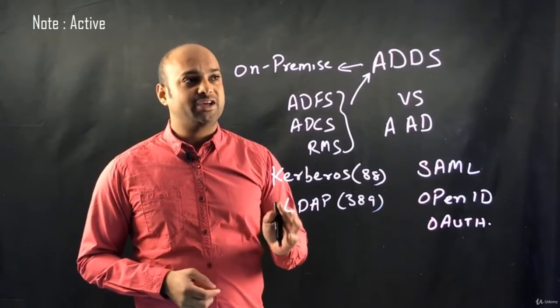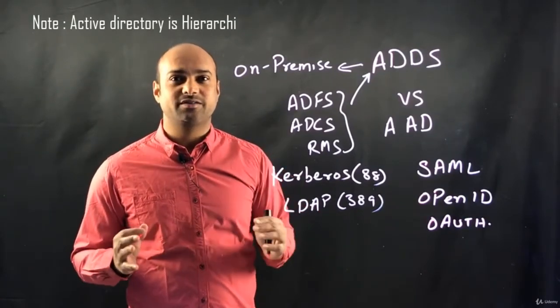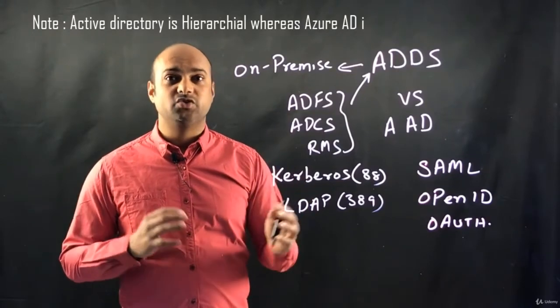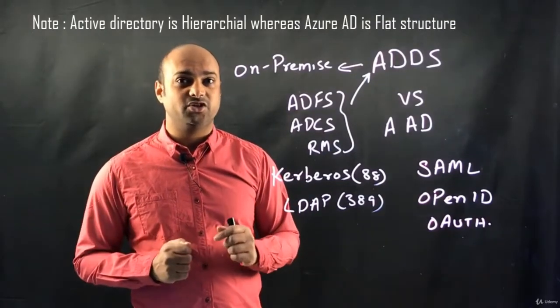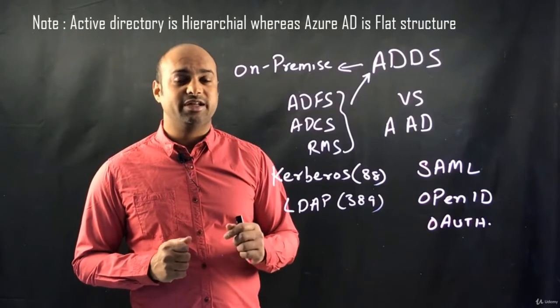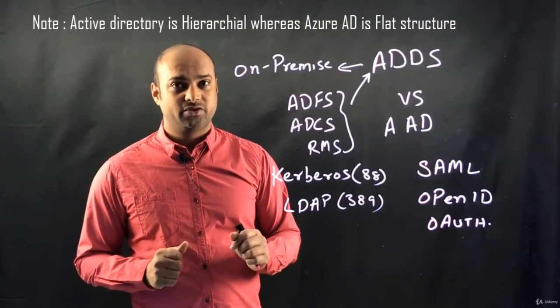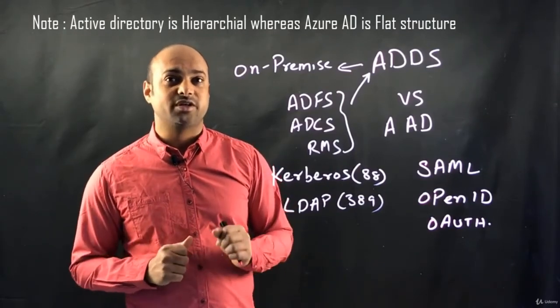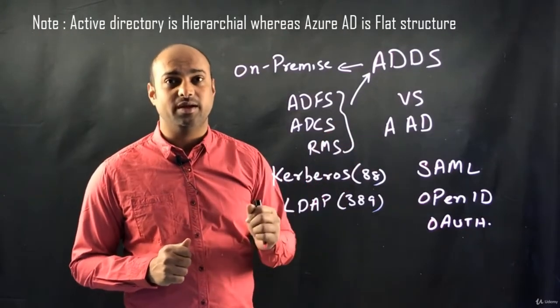Keep in mind that on-premise Active Directory is a hierarchical tree structure. You can create users and groups inside an organization unit. Azure Active Directory is a flat structure, so you do not have any organization unit structure. You cannot create group policies as well.